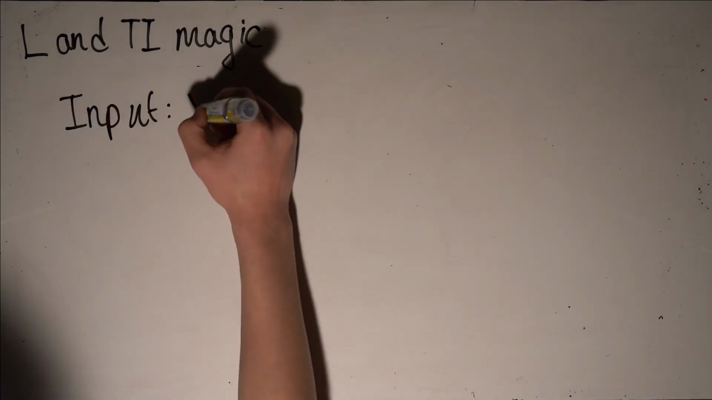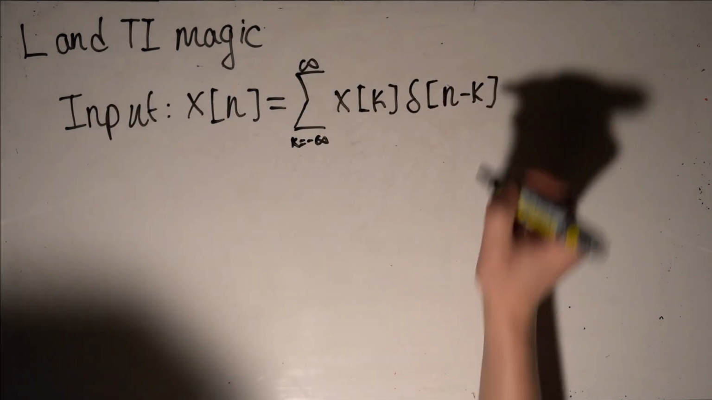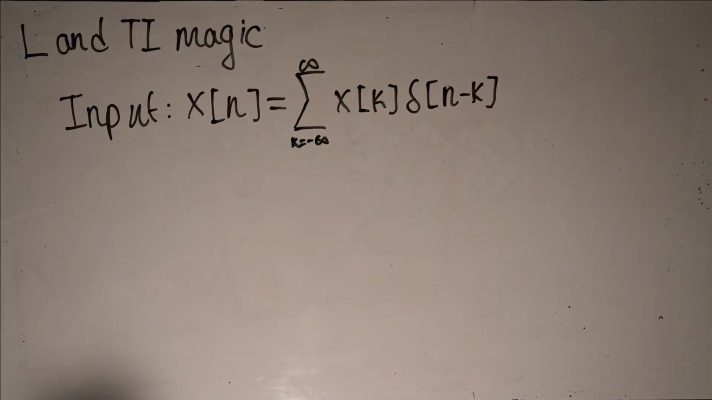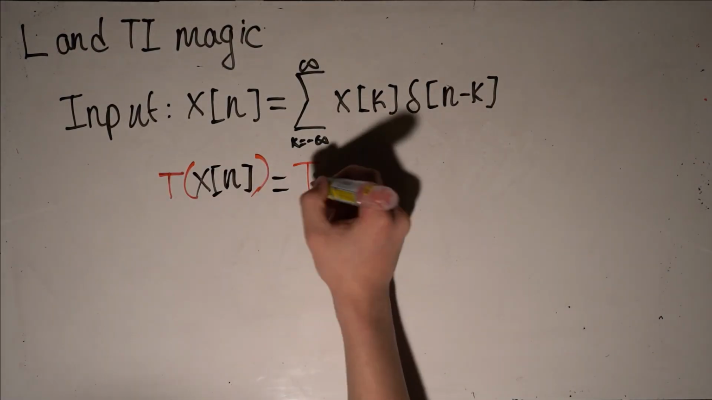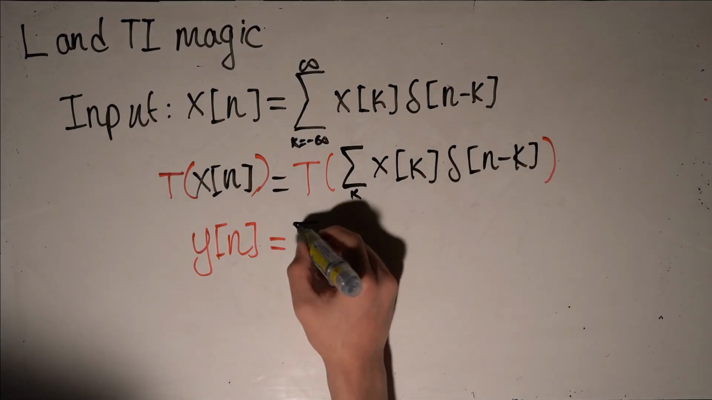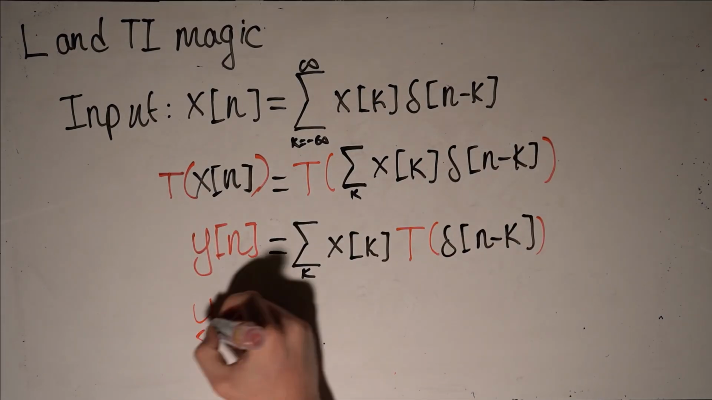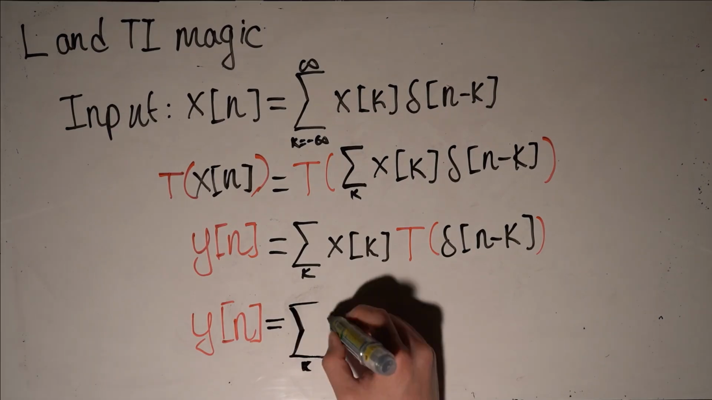Now let's use the linearity of the system. Earlier we said any signal can be written as a weighted sum of shifted impulses. If we put this entire sum into the system, linearity tells us we can pass each term through separately and add the results.